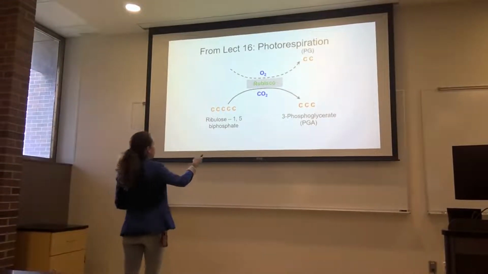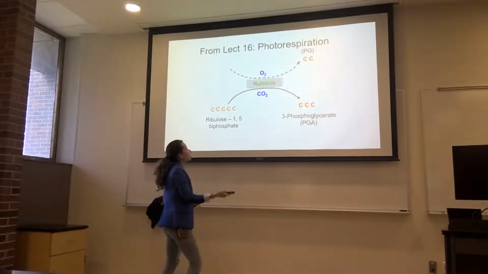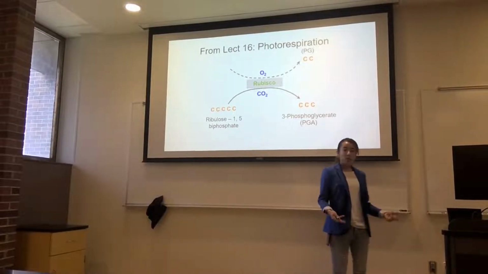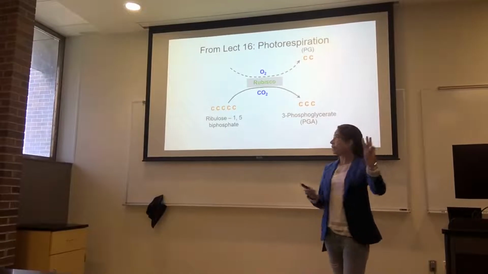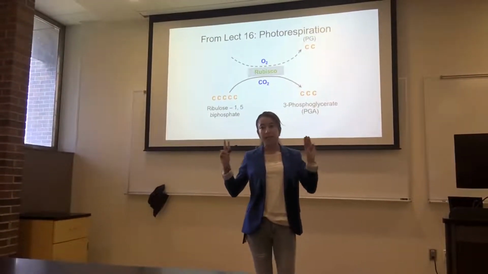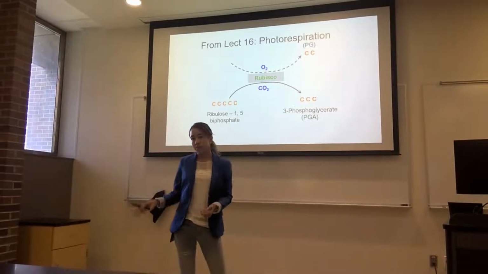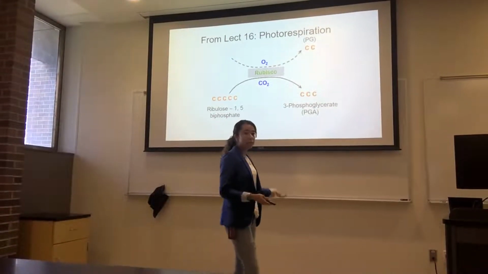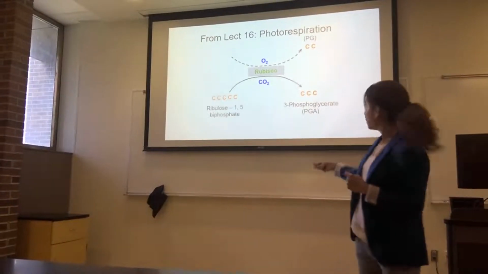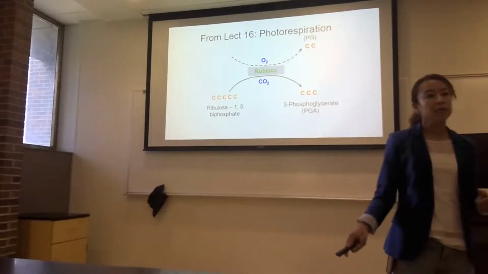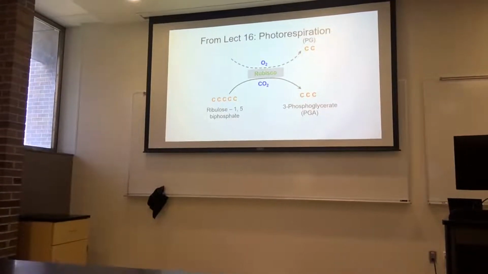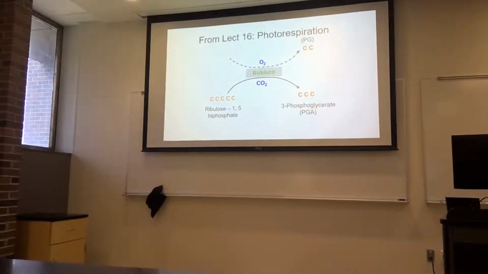If instead of the carboxylation, it takes an oxygen and carries out an oxygenation reaction, then you have a 3-carbon molecule and a 2-carbon molecule, because you didn't add any carbon. That 2-carbon molecule is basically a waste of energy, because the cycle had to spend energy to recycle this 5-carbon molecule, plus the 2-carbon molecule is toxic for the plant. So we don't want Rubisco to be doing that.